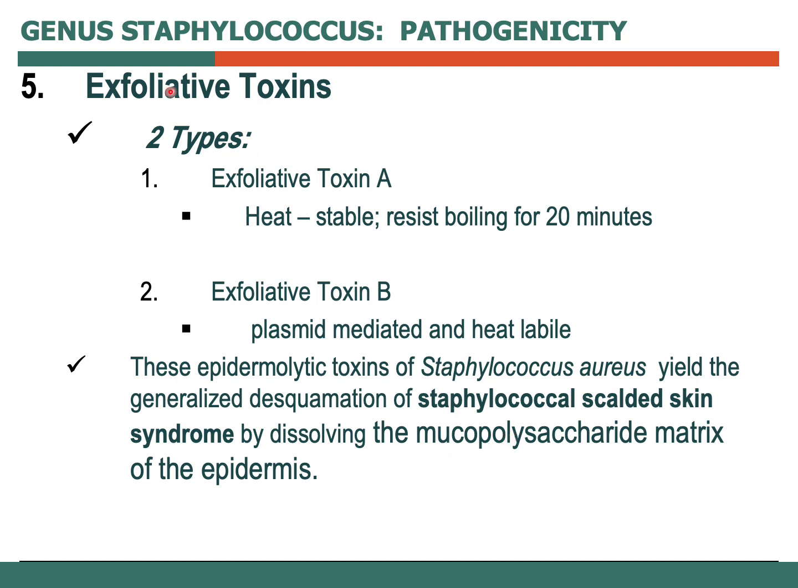So your exfoliative toxin in general helps dissolve the mucopolysaccharide matrix of the epidermis. So once this mucopolysaccharide matrix of the epidermis is destroyed, it will now affect the function of your epidermis. So all of the immune cells will come in contact, causing inflammation and even necrosis.